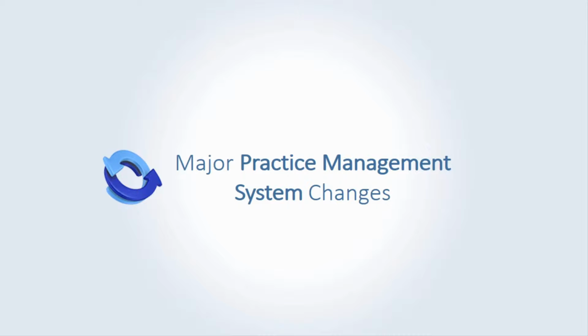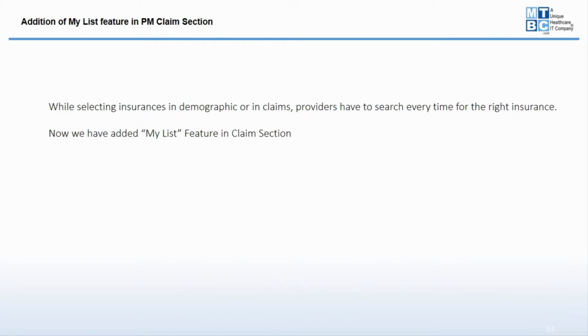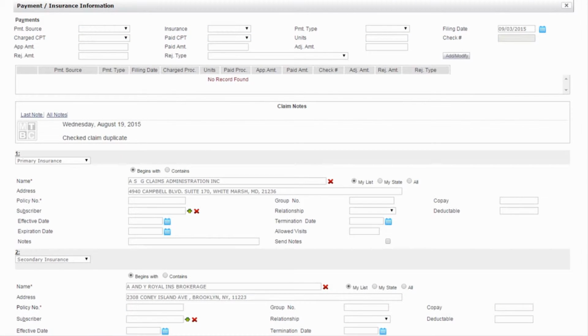Moving on to the changes, the next change we have is in the practice management system. Keep in mind this change applies mainly in the practice management system, and this is going to be under the claim section. Anywhere in the insurance section, the patient demographics, or the claim section, you will be able to add your own insurances under My List. Before, there was the option of only searching for insurances based on all insurances and my state. Now you have the option of having your own personal list, which is of course My List. Right over here, as I mentioned, before there was the option of all and my state, so this option of My List has been incorporated in the system.